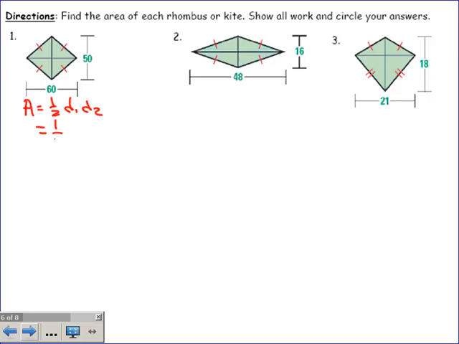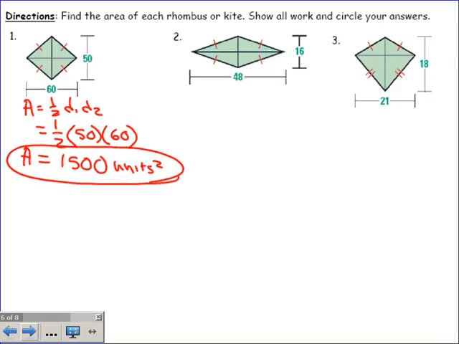That's 1/2. What's D1? 50. What's D2? 60. Sweet. What's half of 60? 30. What's 30 times 50? 1500. Great job. Because 3 times 5 is 15, and there were 2 zeros at the end. Stuck them in there. Units are square units. Great job. Number 2, Andrew Palmer.